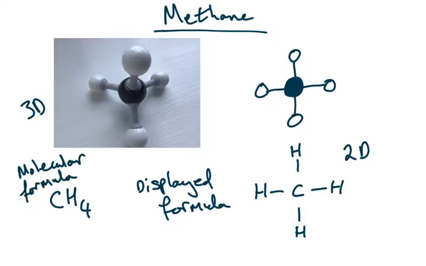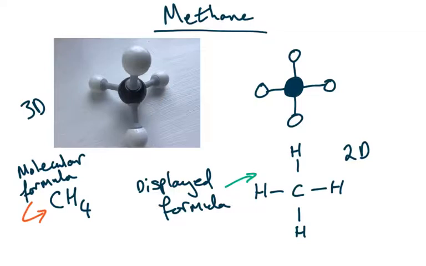Okay, so I have my molecular formula here and I've got my displayed formula here. These are different ways of showing hydrocarbon molecules, and you need to be able to recognise all these different ways, including the 3D model that is shown in the photograph. There are other things that you need to be able to recognise.